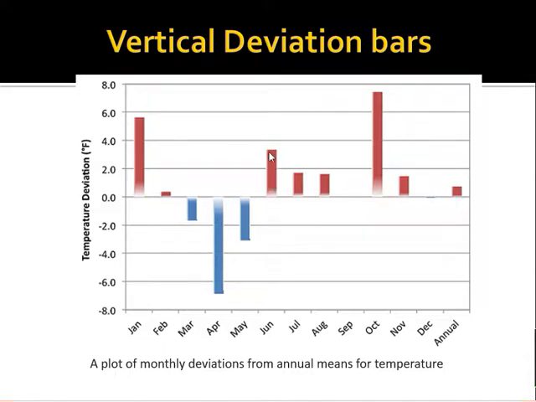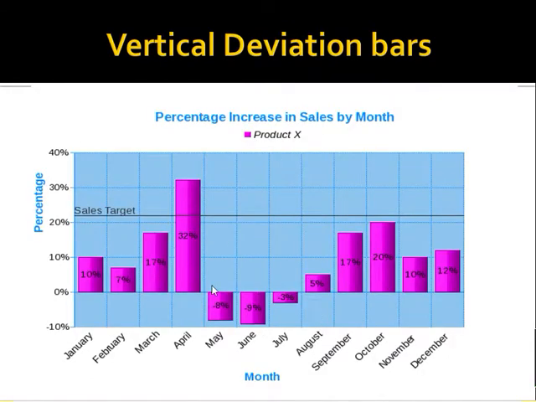So, the upward bars represent increase and downward bars represent decrease. As you can see here, they are positive values and these are negative values. So, this is a deviation bar diagram and this is a vertical deviation bar, which gives you the increase or decrease in temperature in various months from the average temperature. Here again you can see in business field also this is being used. These upper bars represent the increase in sales and the downward bars represent the decrease in sales.